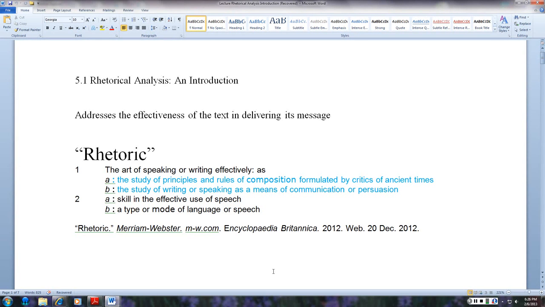Notice that, first of all, it begins with the word that was defined. I give you the source, Merriam-Webster, because it was online. I give you the website. I give you Encyclopedia Britannica because they are the sponsoring agent of this site. I tell you when the site was updated based on the information there, that the definition came from the web, and when I accessed that information. This is the form for a citation for a definition from an encyclopedia or a dictionary.